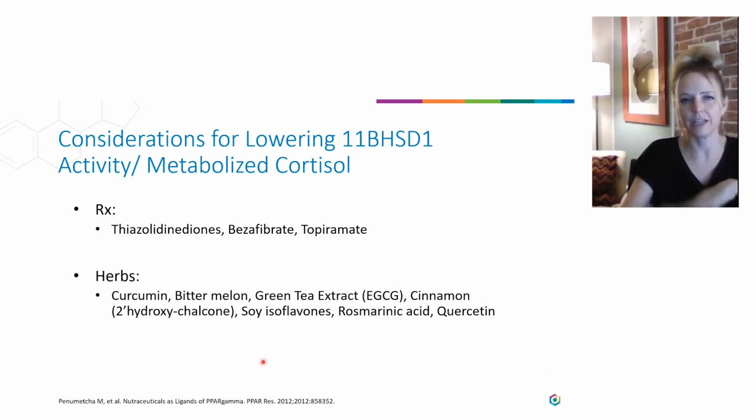In the herbal world, we tend to pull for things like curcumin, bitter melon, green tea extract. Cinnamon has constituents that can lower 11 beta HSD1 activity and help with insulin sensitivity through that mechanism. All the soy isoflavones from genistein, daidzein, equol on down. Rosmarinic acid. So you can imagine a curcumin, rosemary, green tea formula might be pretty powerful. Quercetin also has some activity in lowering 11 beta HSD1.